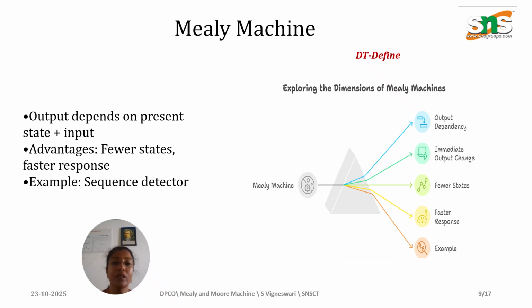And this is used in real-life examples like a traffic signal controller. Next, focusing on the Mealy machine. The Mealy machine, as we previously said, has an output that depends upon the present state as well as the input.